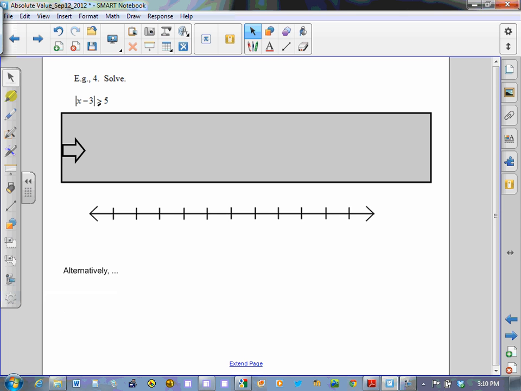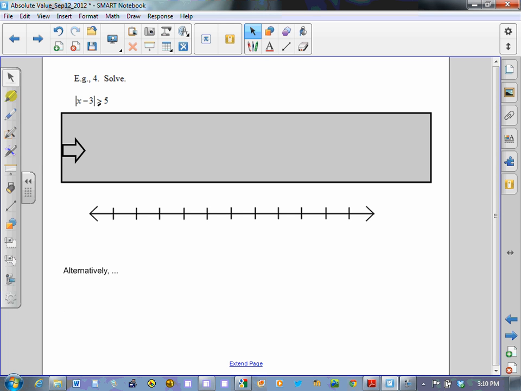Okay, let's pick things up where we left off in class today with example number 4. In this example, we're going to try to solve an absolute value inequality, that is, the absolute value of x minus 3 is greater than or equal to 5.